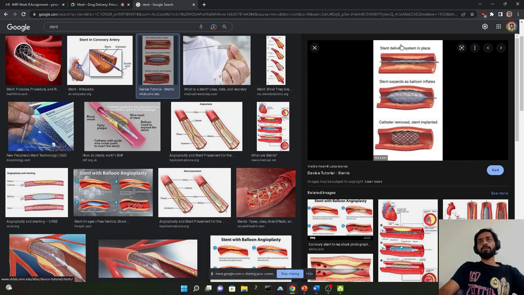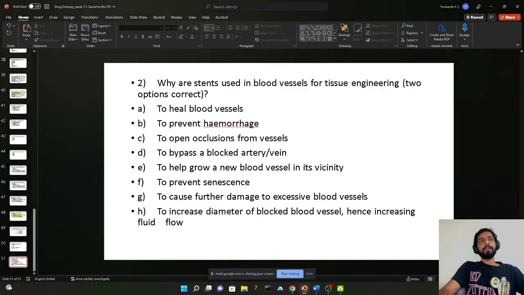Whatever blockage is there, constricting the flow of the blood, will be alleviated because the blood vessel is now expanded. So that's the reason why people use stents.